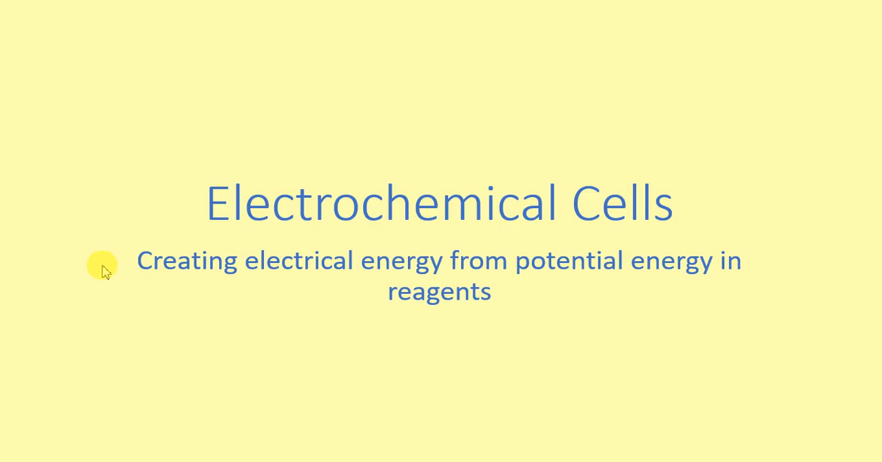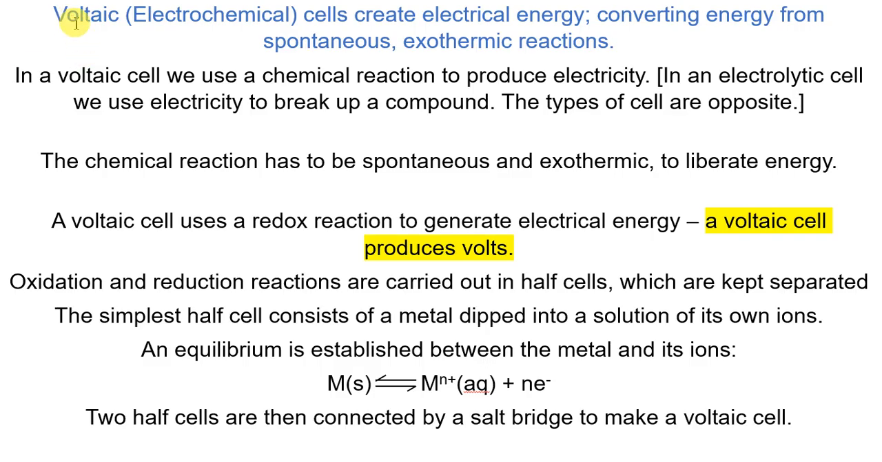Electrochemical cells. Here we're creating electrical energy from potential energy in reagents. Electrochemical cells, sometimes called voltaic cells, either term is acceptable. They create electrical energy, converting energy from spontaneous exothermic reactions. In a voltaic cell, we use a chemical reaction to produce electricity.